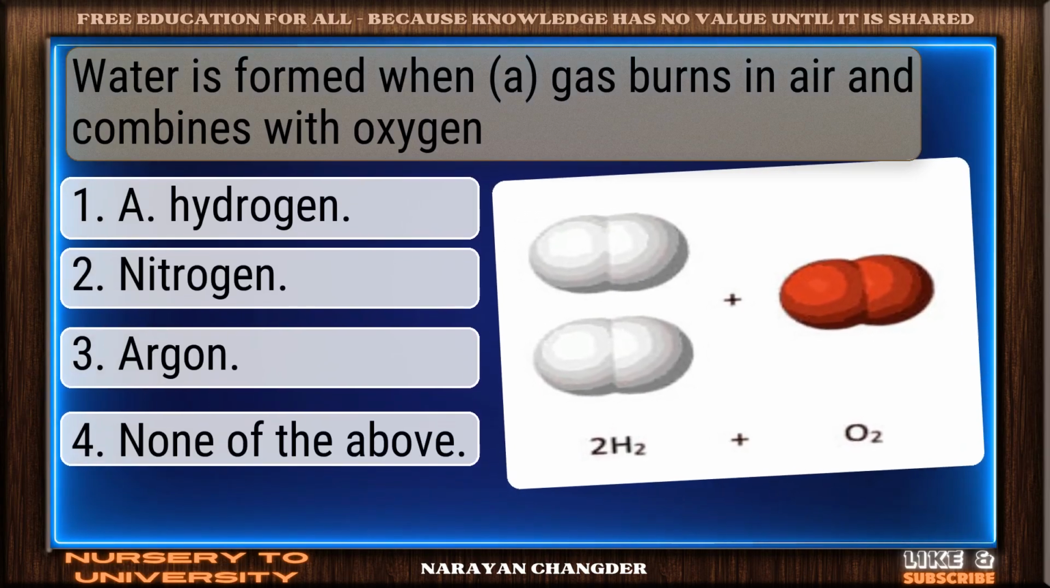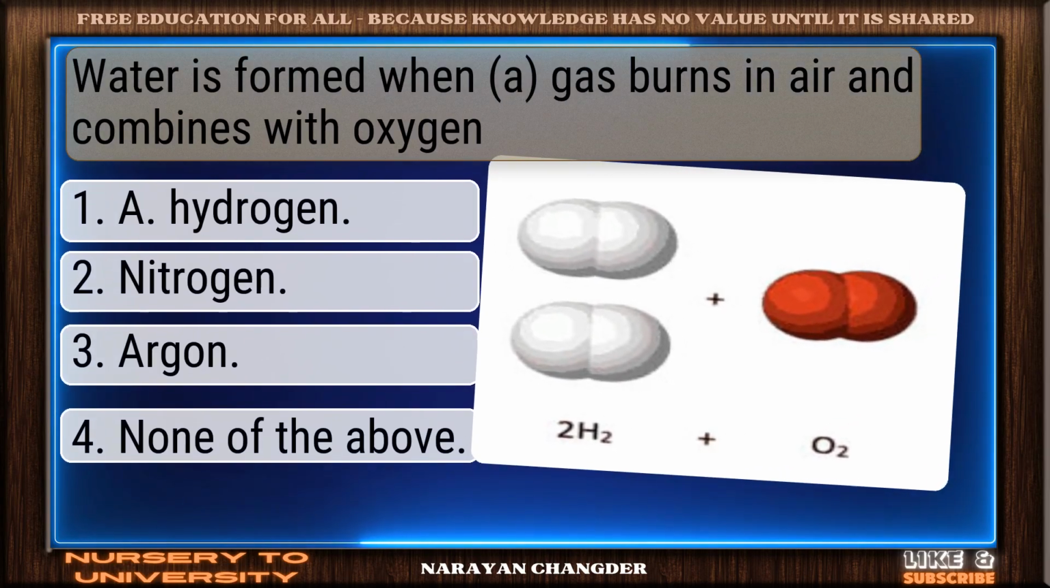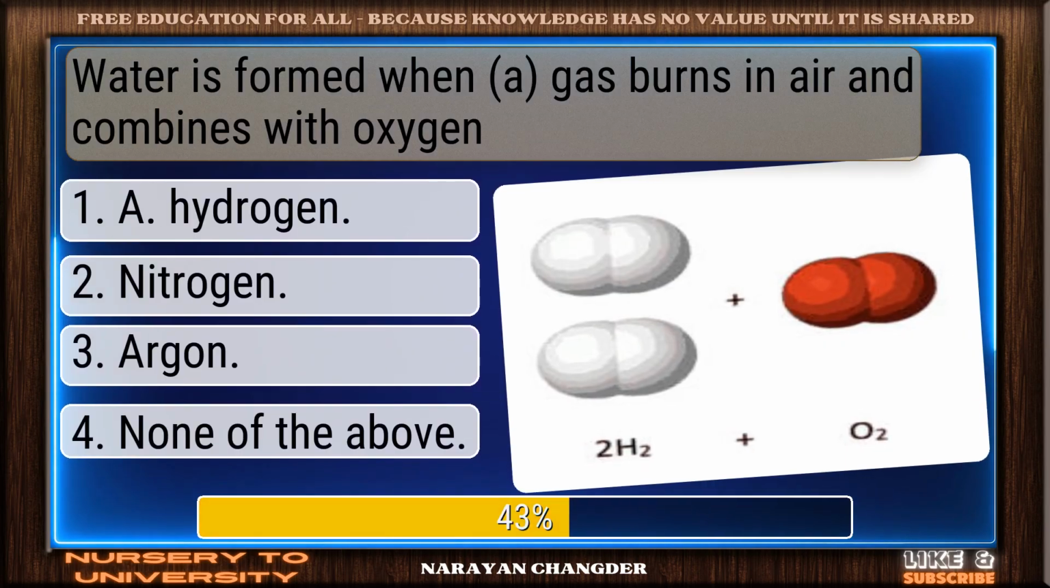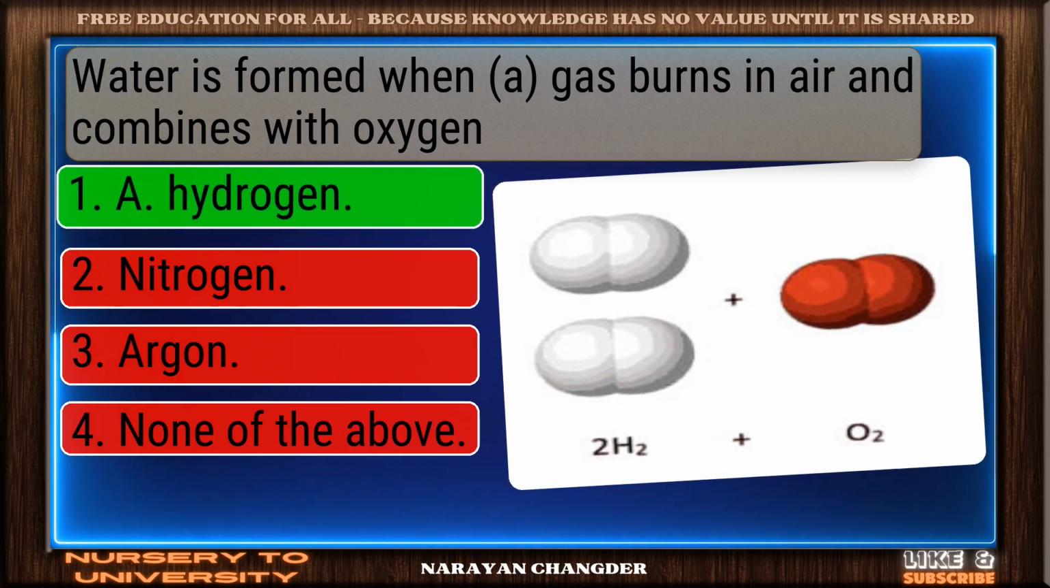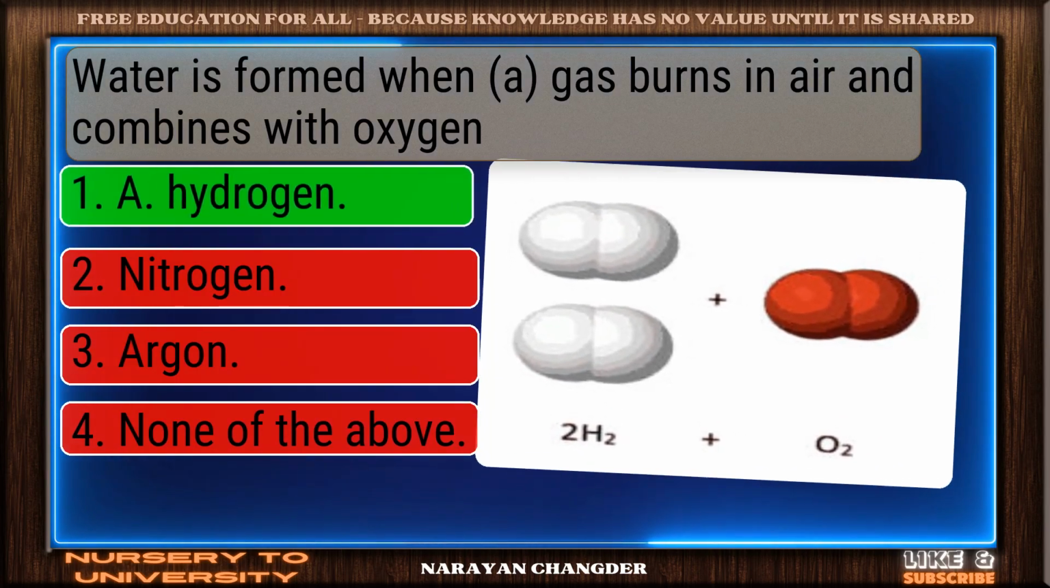Water is formed when dash gas burns in air and combines with oxygen. Sharp thinking. Hydrogen is the right choice.